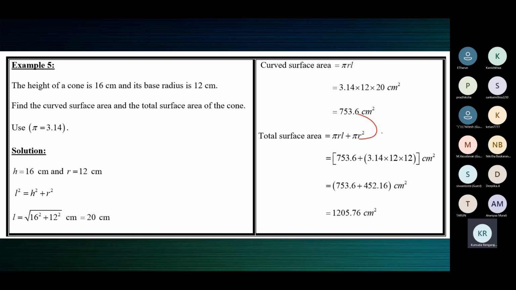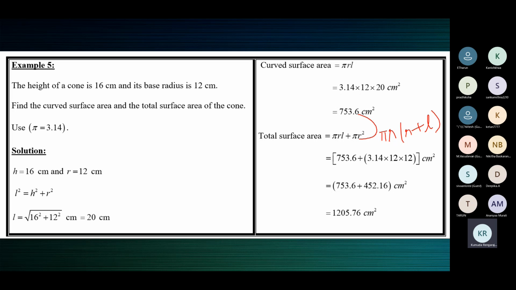You can also use the formula pi R into R plus L. You will get the same answer. You have a formula, no, to find the TSA of a cone: pi R into R plus L, or pi R into L plus R. Yeah, you can use the formula. You will get the same answer.